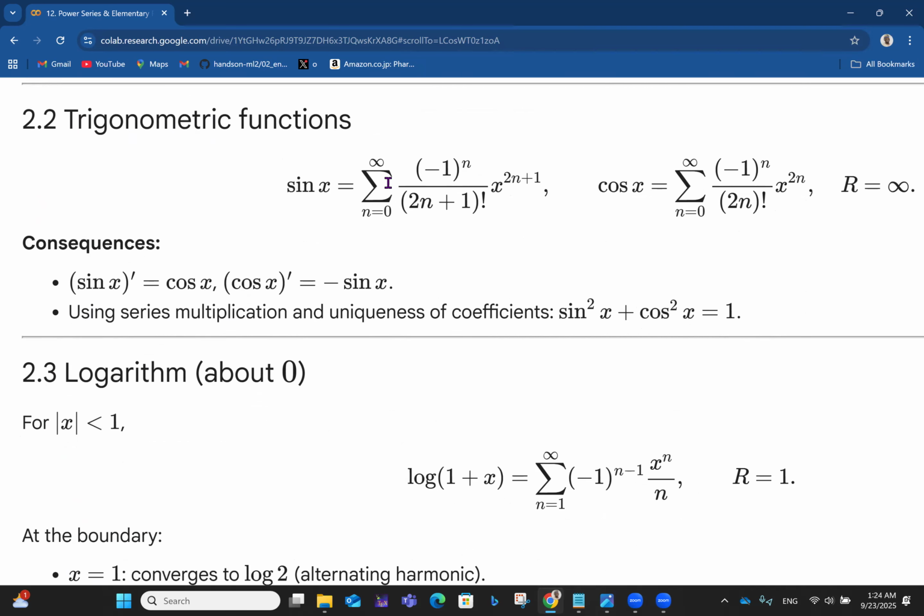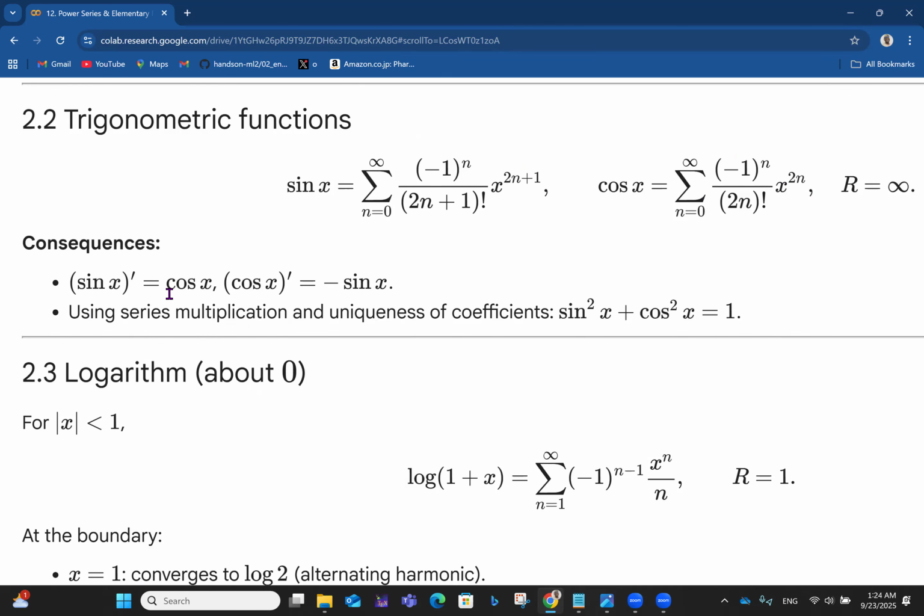So you have sine x equals summation from n equals 0 to infinity of minus 1 raised to the power n all over 2n plus 1 factorial, x raised to the power 2n plus 1. And then you have cos of x is summation from n equals 0 to infinity of minus 1 raised to the power n all over 2n factorial, x raised to the power 2n. The radius of convergence again here is infinite, right?